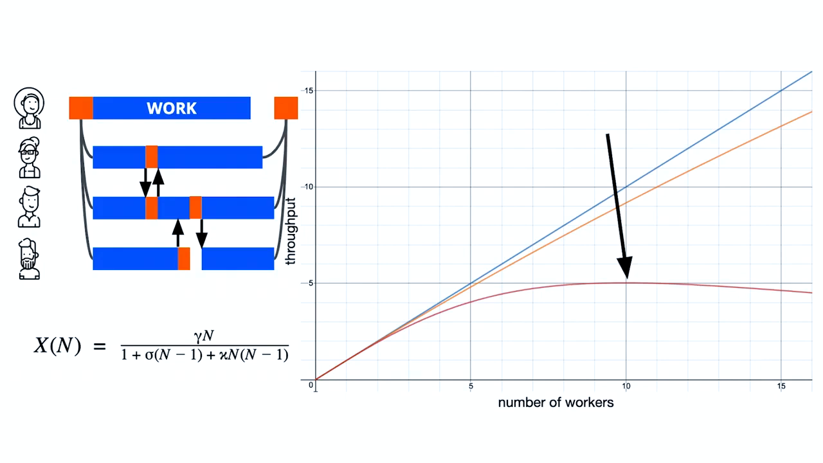Black arrow at pink 10, 5. So this graph depicts work with 1% contention and 1% coordination. And 10 workers is the point after which we get diminishing returns in that scenario. Now for context, 5 minutes of an 8-hour workday is 1%. So if your work consists of less than 5 minutes a day of coordinating and less than 5 minutes a day of waiting, raise your hand.